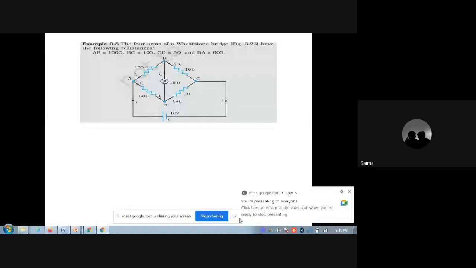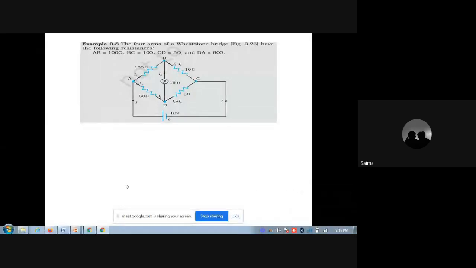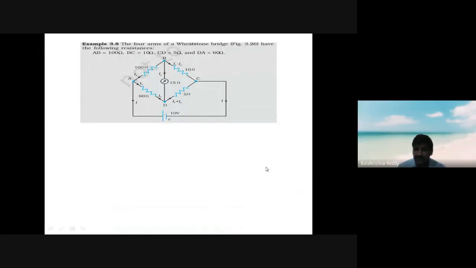At any junction, the sum of all the currents entering that junction will be equal to the sum of the currents leaving that junction. That we say is Kirchhoff's junction rule, and we also discussed Kirchhoff's voltage rule, right? What is Kirchhoff's junction rule? What is Kirchhoff's voltage rule? We were discussing them in the previous class.